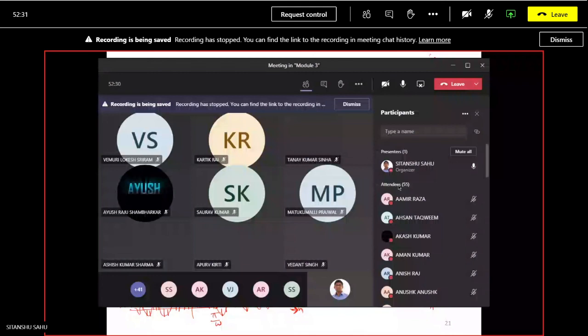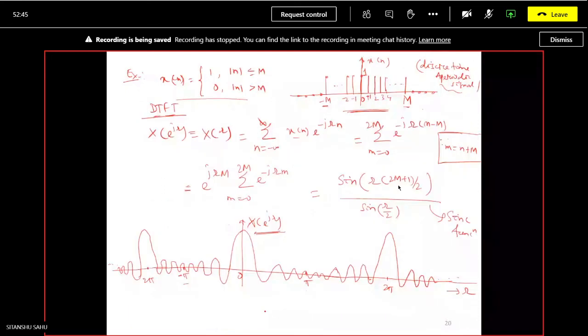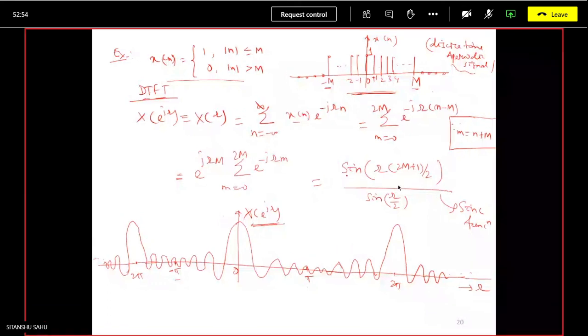Sir, in the previous one you said sine pi m by pi m is a sinc. For that also you said it was sinc. Yes, sir. If you see, you can formulate this as a sinc function, and if you go on solving this a little bit, it will make the shape of a sinc function. But the sinc function is sine pi x by pi x.